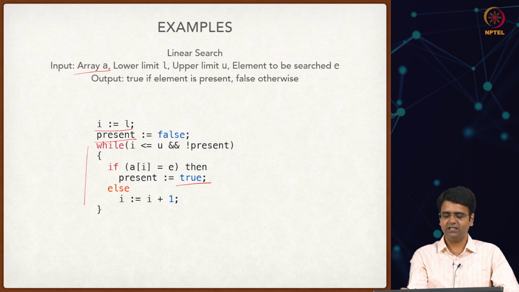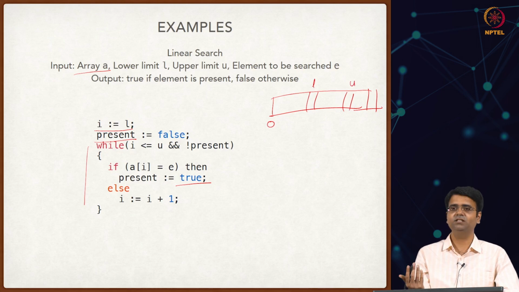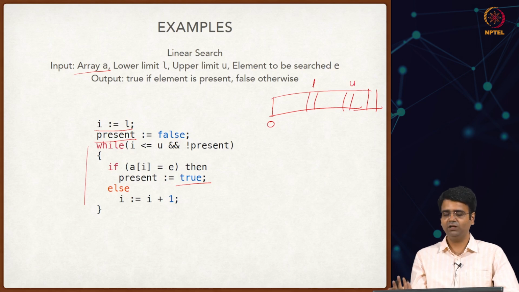So this array typically will start at the location 0, and it will have some maximum length. So you want this L and U to be within the array bounds. And this is a precondition. So you can specify this as a precondition, which means you can say that I am only interested in values of L, U and the array A where L and U are within the bounds of the array A.